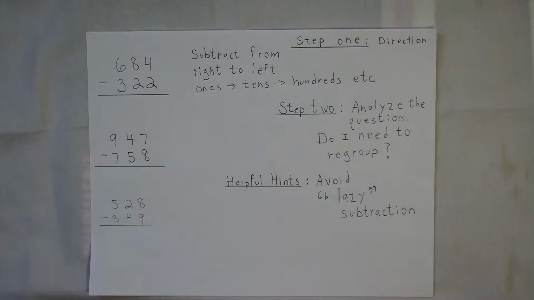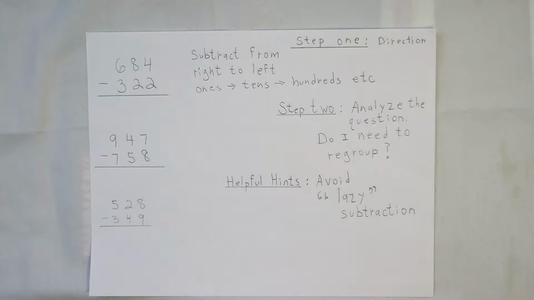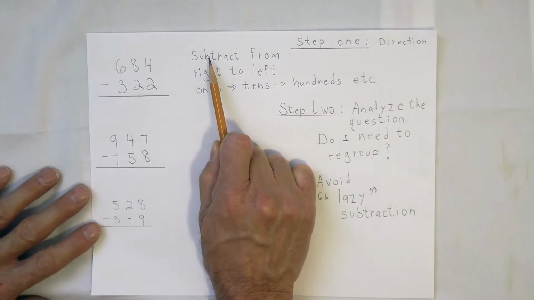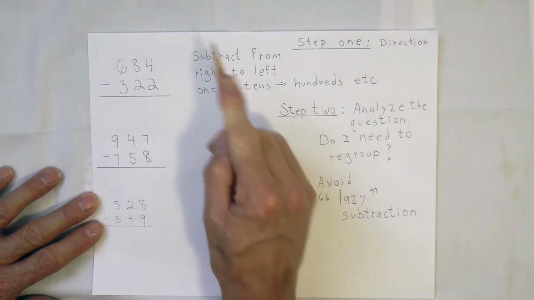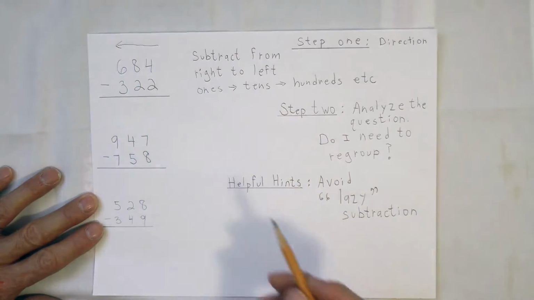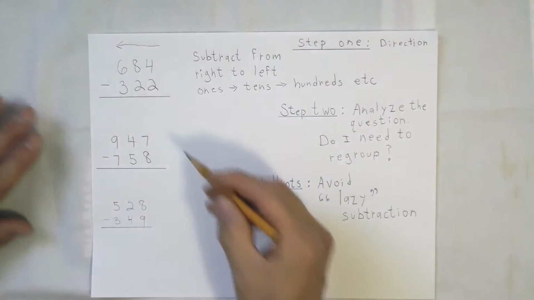Okay, in our lesson today I want to review subtraction, particularly subtraction requiring regrouping. When we subtract, one of the first steps we need to recognize is the direction that we go. We always need to subtract from the right to the left. That means we're going in this direction, from the right to the left, opposite the way we read.